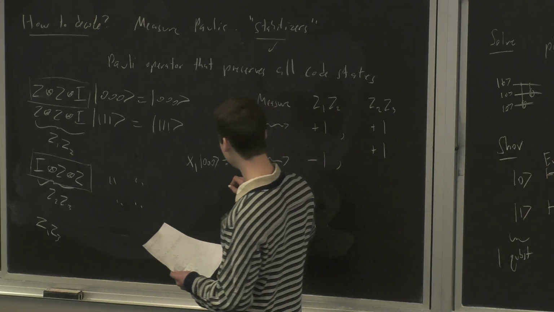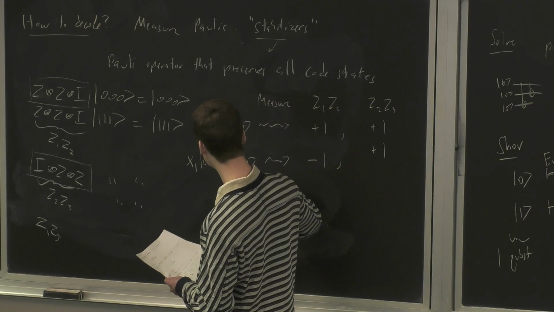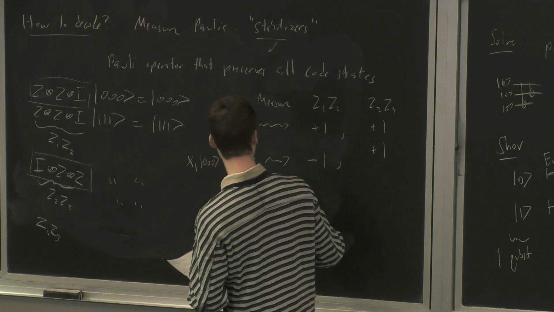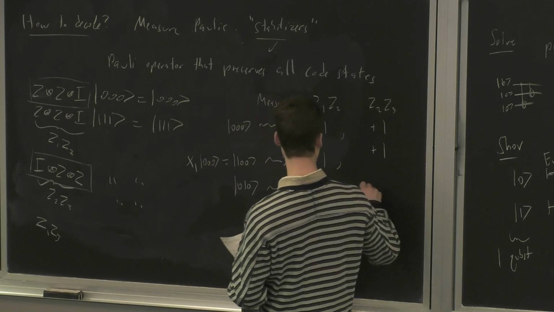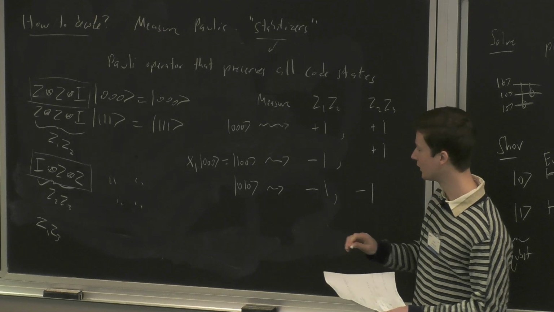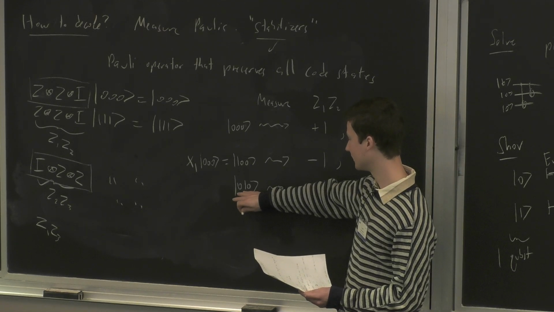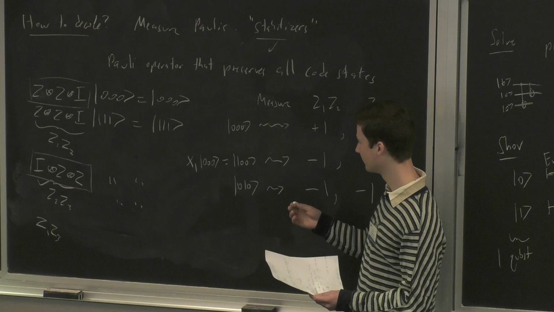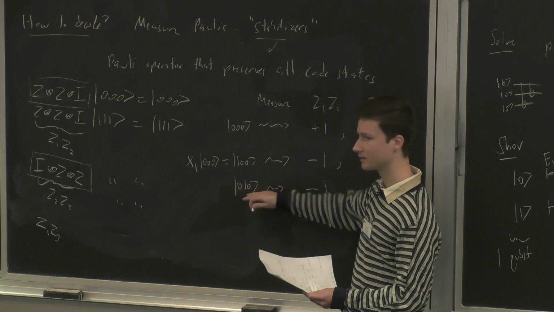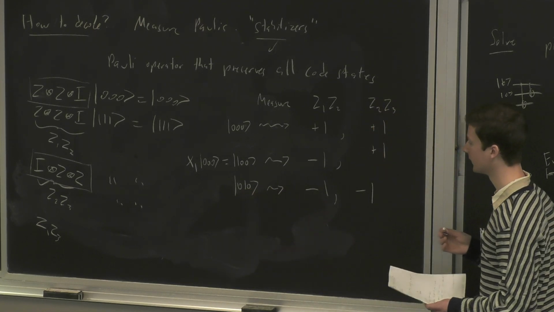Similarly, if we have an X error on the second qubit, so we'd have the state 0, 1, 0. Now we'll measure -1, -1, because essentially the parity of the first two bits, 0 plus 1 is 1, has been flipped. And the second two bits, 1 plus 0, also have their parity flipped.